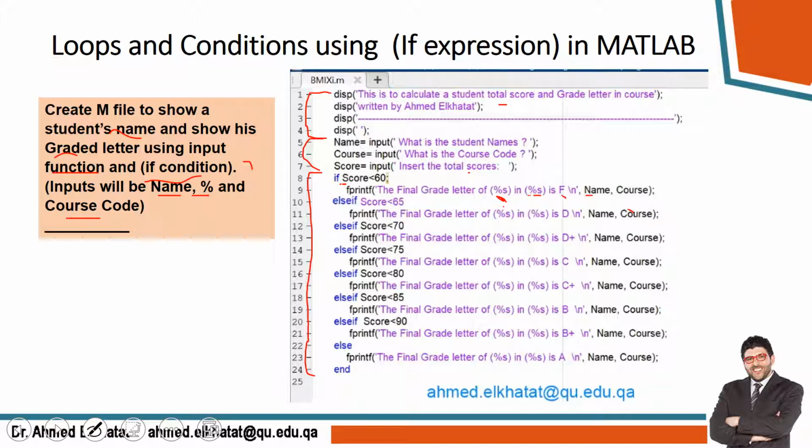The higher one, score less than 65, D. Less than 70, D plus. Less than 75, C. Less than 80, C plus. Less than 85, B. Less than 90, B plus. Else, so it will be A.